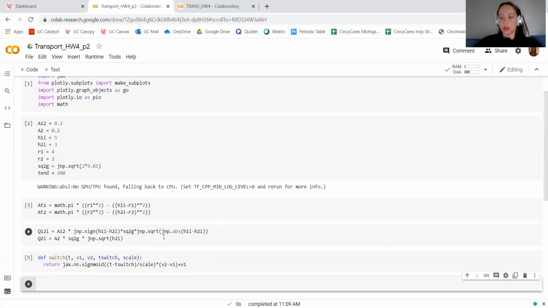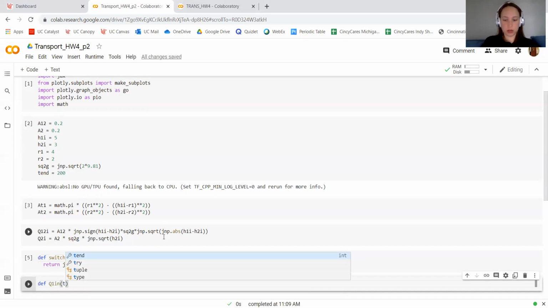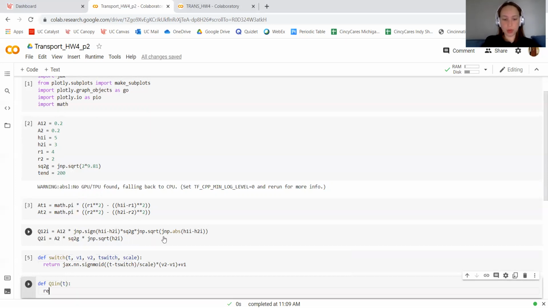Okay, so we can go ahead and give that function values for both tanks. And so then for tank 1, define it as n of t. We want to return that function.